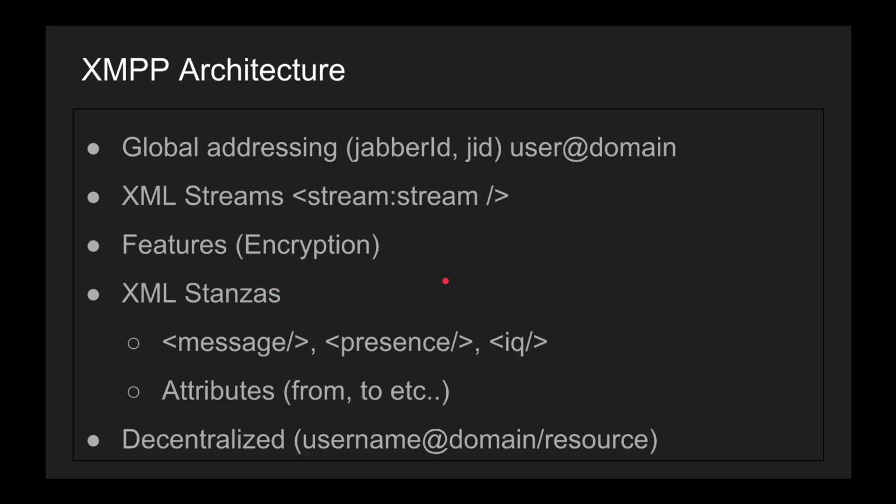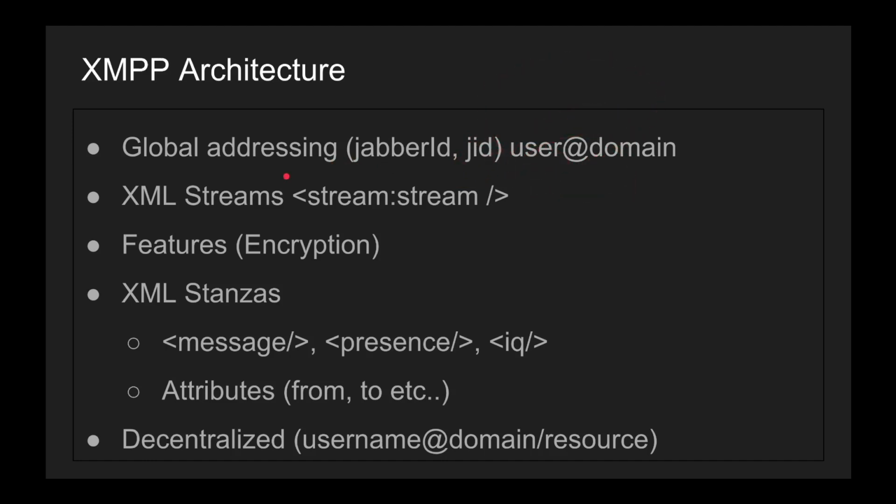So let's go through the XMPP architecture. There's a global addressing that we talked about: the user at the host name or the domain itself, right? And there is also a slash resource, where you can say, send me a message on my mobile versus on my desktop versus on my home computer or office, right? The original name for this was Jabber ID, so that's kind of legacy stuff. So JID is the thing. Now this is your JID.